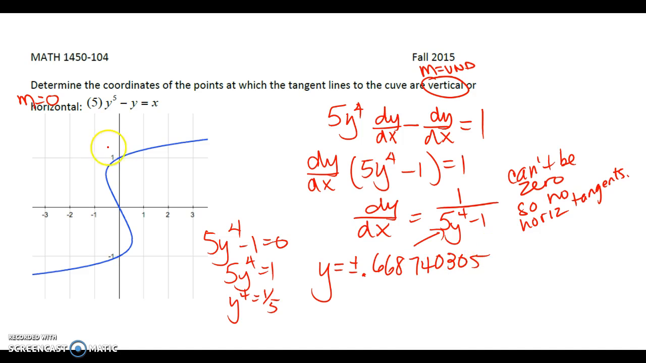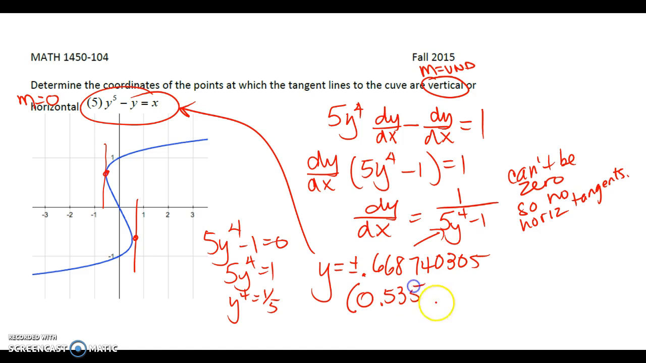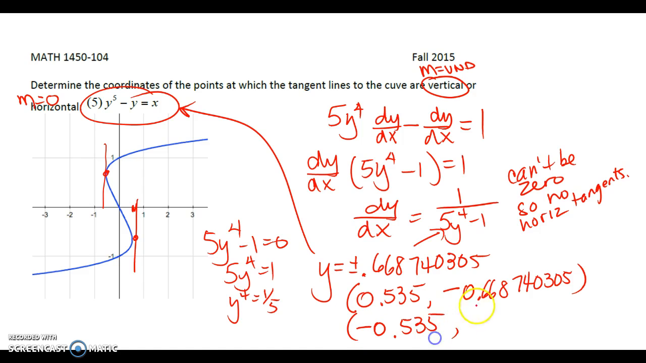0.668740305. The points we're looking for are right here and right here. So what I did was I took this original equation and I plugged in y and I figured out what x was. And these are the points I came up with. When x is 0.535, which makes sense here, y is going to be negative 0.668740305, and then x will be negative when the y is positive.